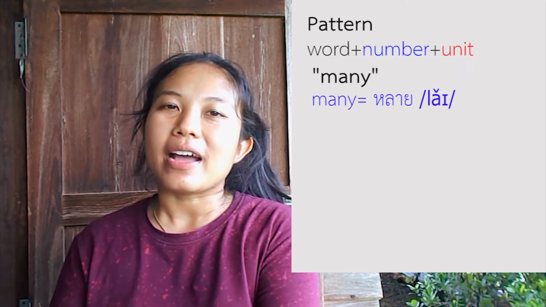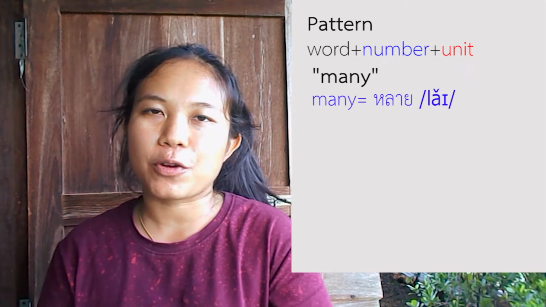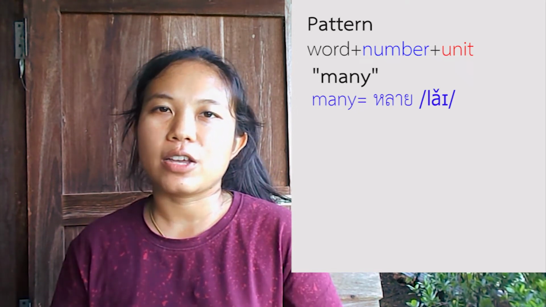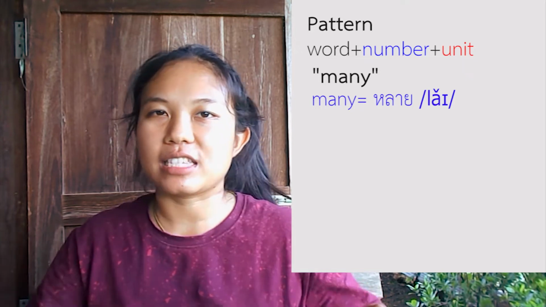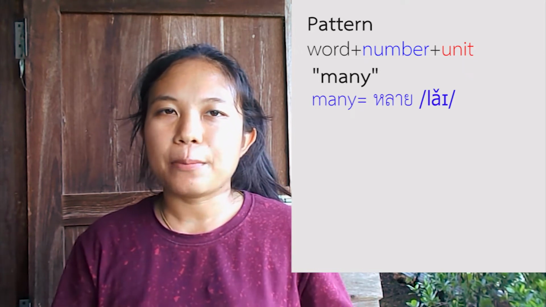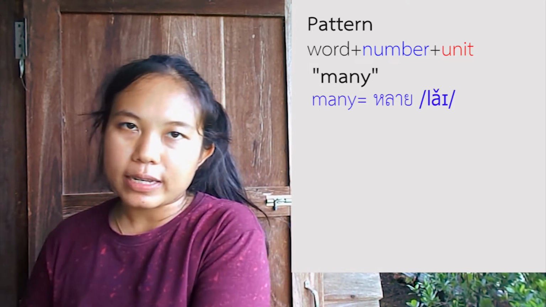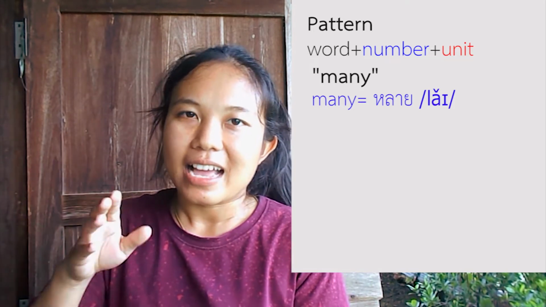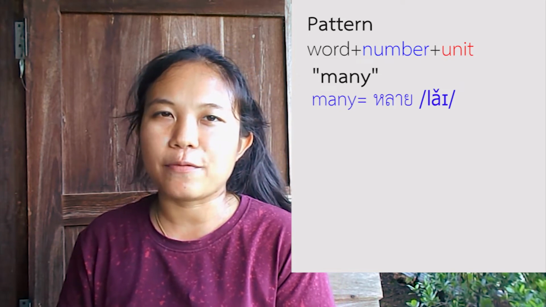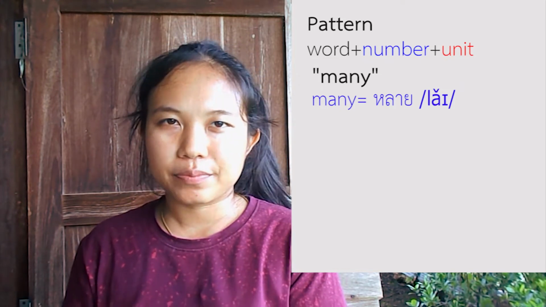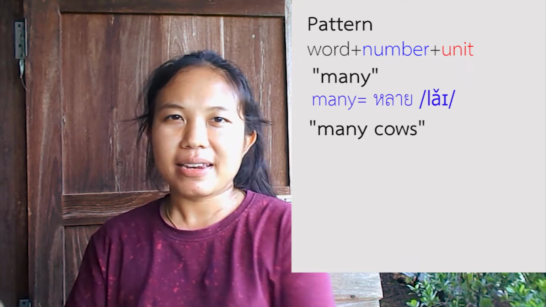You can use the word หลาย for many in front of the unit of the things that you are talking about. For example, our pattern is the word and then the number and then the unit. You can put หลาย at the number position. For example, if you want to say many cows.